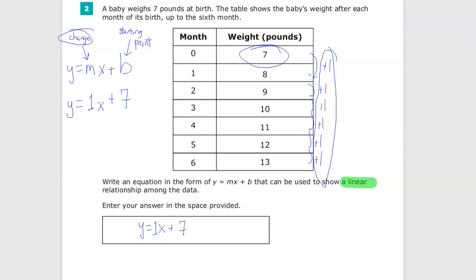But remember, when you work these up, you need to figure out what the change part is, and that's where the m goes, and then what the starting point is, which should be when nothing else has happened.